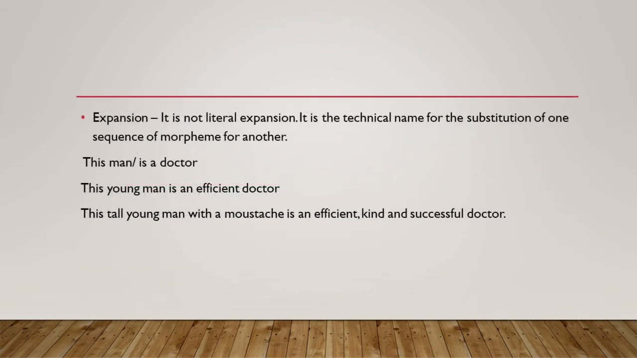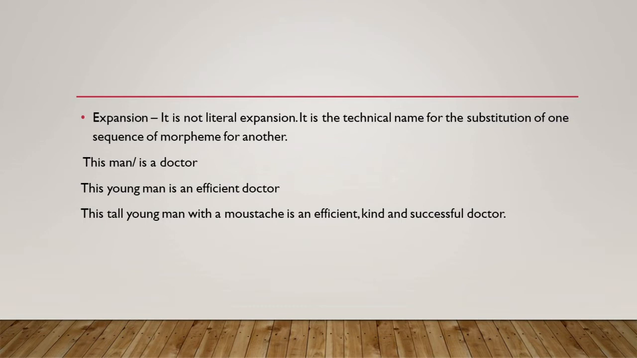Now, let's check expansion. Let's take a construction like this man is a doctor. You have done a binary cut using IC analysis, and it became this man as one constituent and is a doctor as another constituent. You can keep on expanding these constituents. For example, this man can be expanded into this young man. Is a doctor has been expanded into is an efficient doctor.